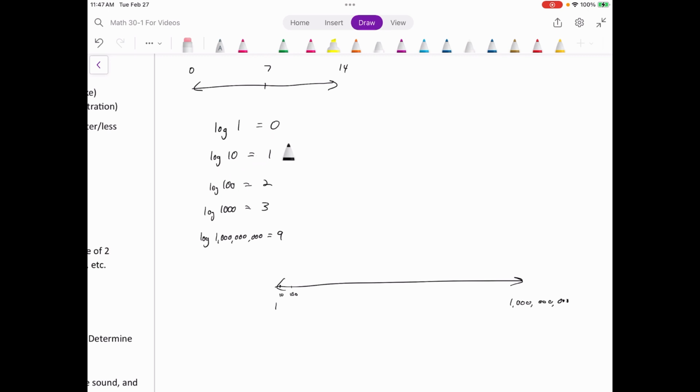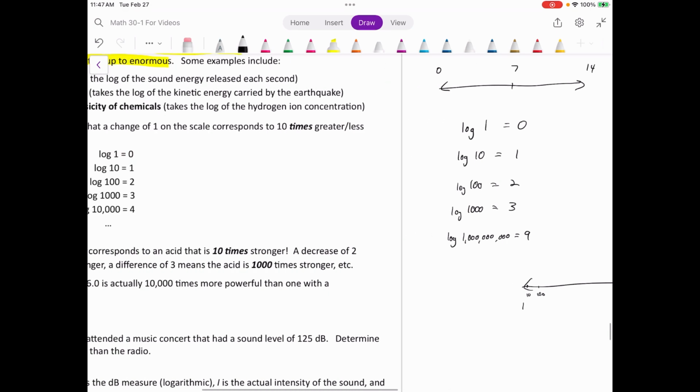A jump of 2 means it got larger by a factor of 100. A jump of 3 means it got bigger by a factor of 1,000. And a jump of 9 means that measurement actually got a billion times larger, okay?